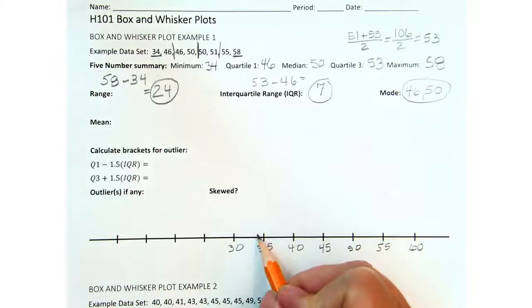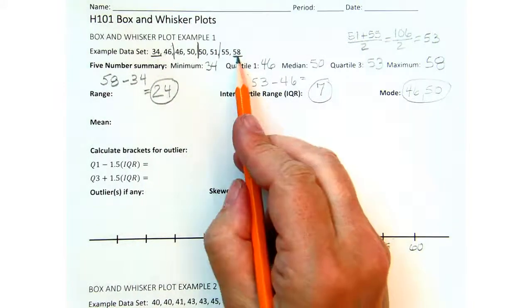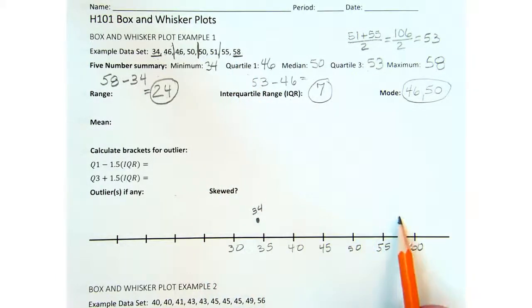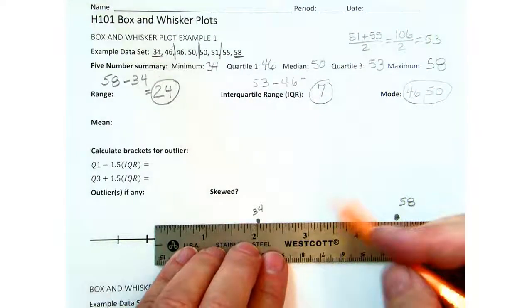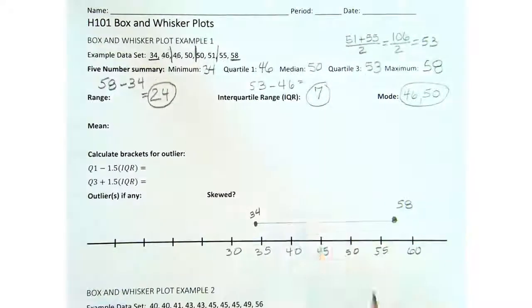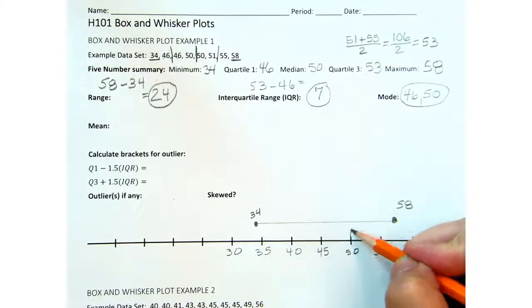Draw a dot above the minimum, 34. Label the point. Draw a dot above the maximum, 58. Label that point. Use the ruler to connect the two dots with a faint line. At the median, 50, draw a long vertical line.